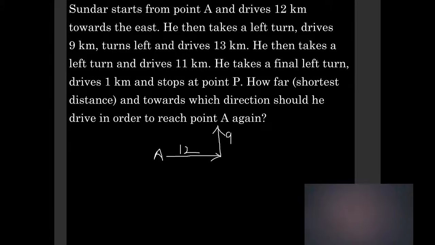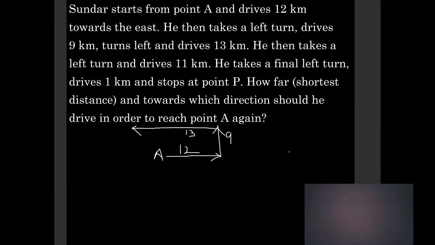Drives 9 kilometers, turns left. From here again he is turning left and he is driving 13 kilometers. So from here he is driving another 13 kilometers. So already 12 is over, so 13 means just a small extension. This is equal to 13.